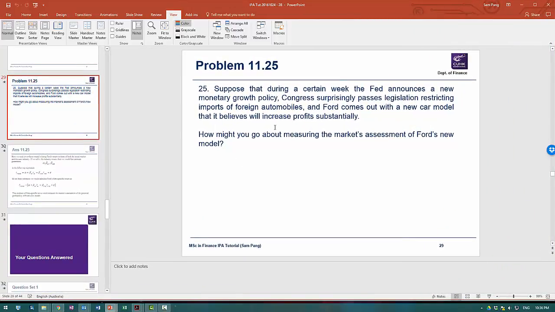Suppose that during a week, the Fed announces a new monetary policy and Congress passed legislation restricting imports of foreign automobiles.